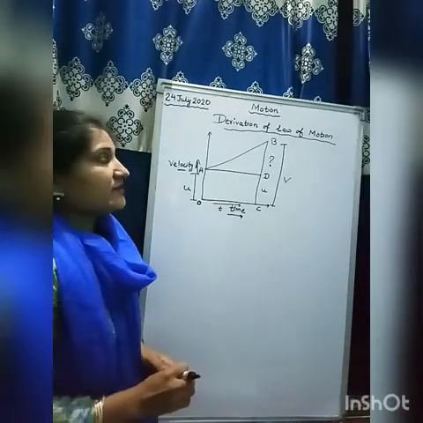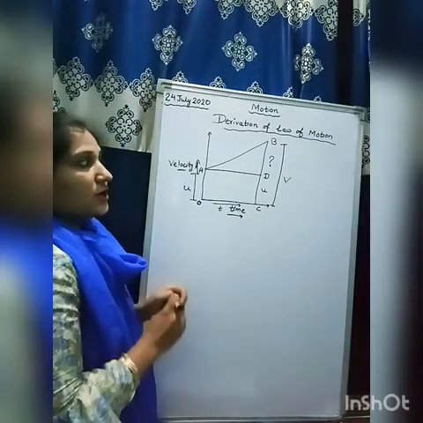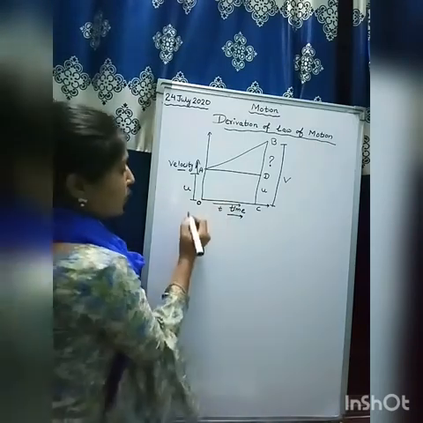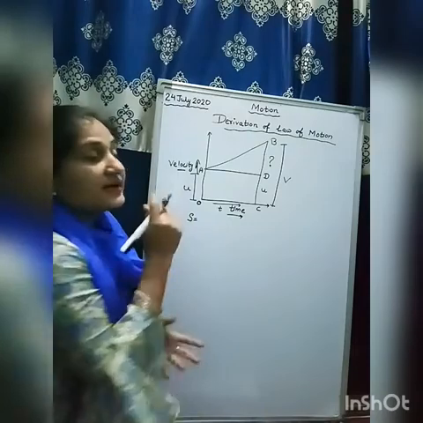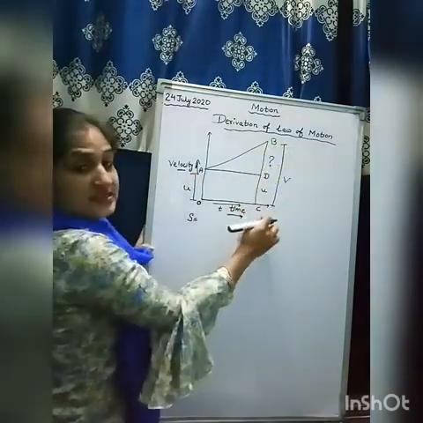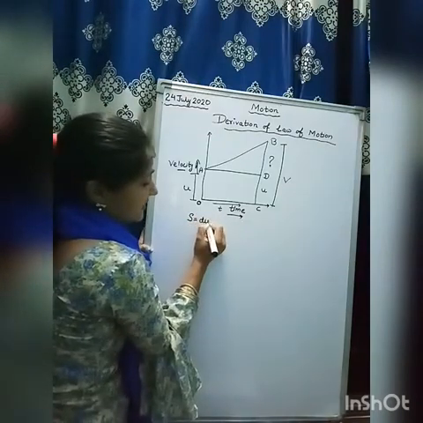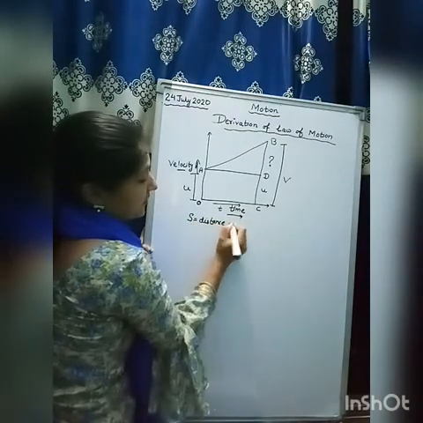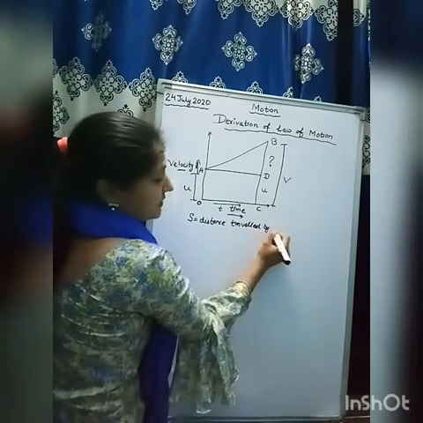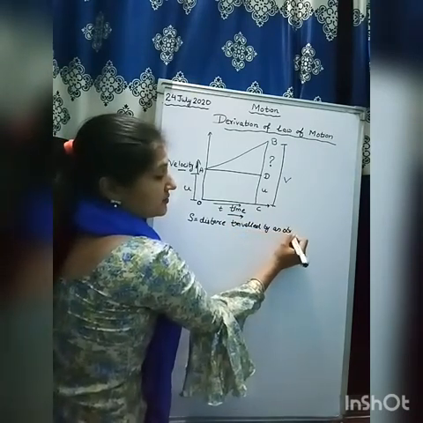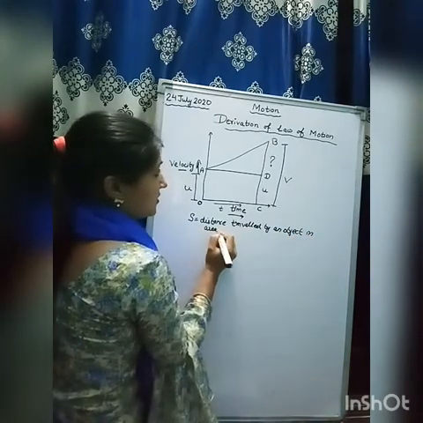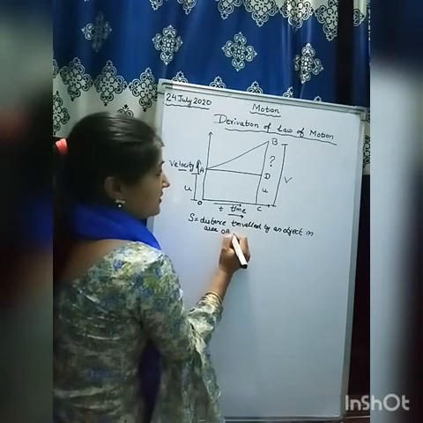So now we will derive the second equation for the law of motion. For this, let us consider, suppose S is the distance traveled by an object in the area OABC. So S is the distance traveled by an object in area OABC.